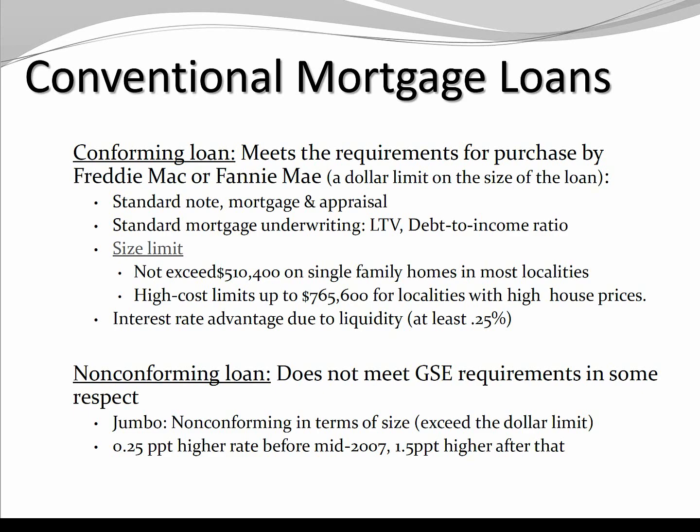And non-conforming mortgages are those which do not meet the government-sponsored enterprise requirements for purchase. Those loans are called jumbo loans, and they exceed the dollar limit for conforming mortgages. Usually they have a higher interest rate because of the higher risk, but after a period, the two loans have a similar interest rate.